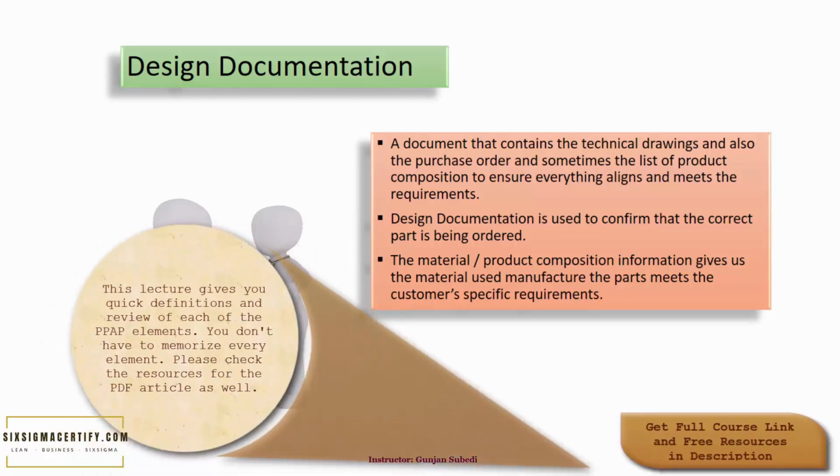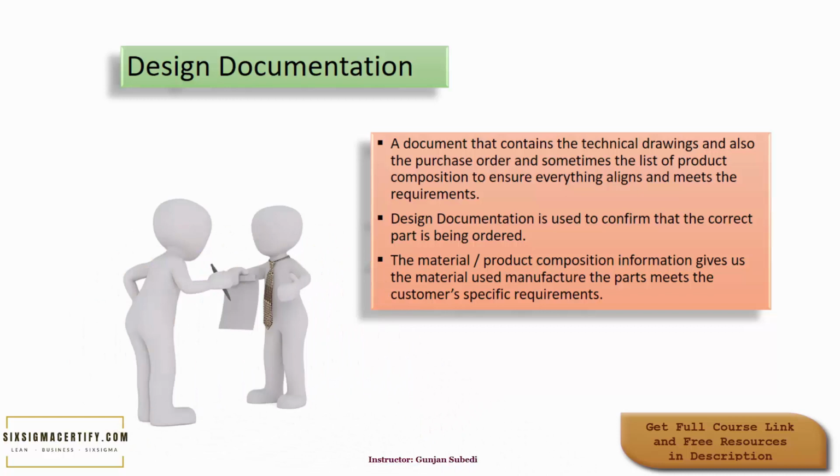So what is design documentation? It is basically a document that contains the technical drawings and also the purchase order and sometimes the list of product composition to ensure everything aligns and meets the requirements. So what does the purchase order do? It is used to confirm that the correct part is being ordered. And the material composition, or say the product composition information, gives us the information that the material used to manufacture the parts meets the customer's specific requirement.